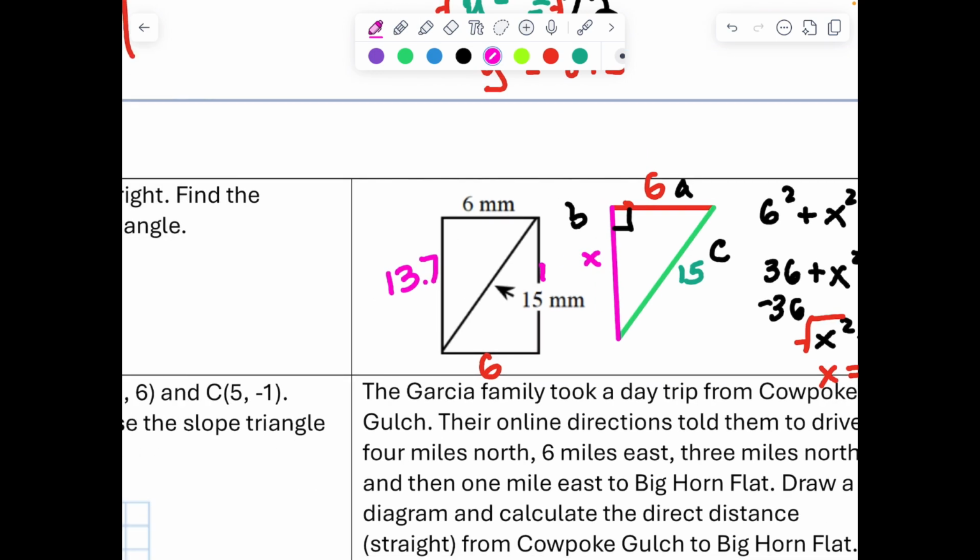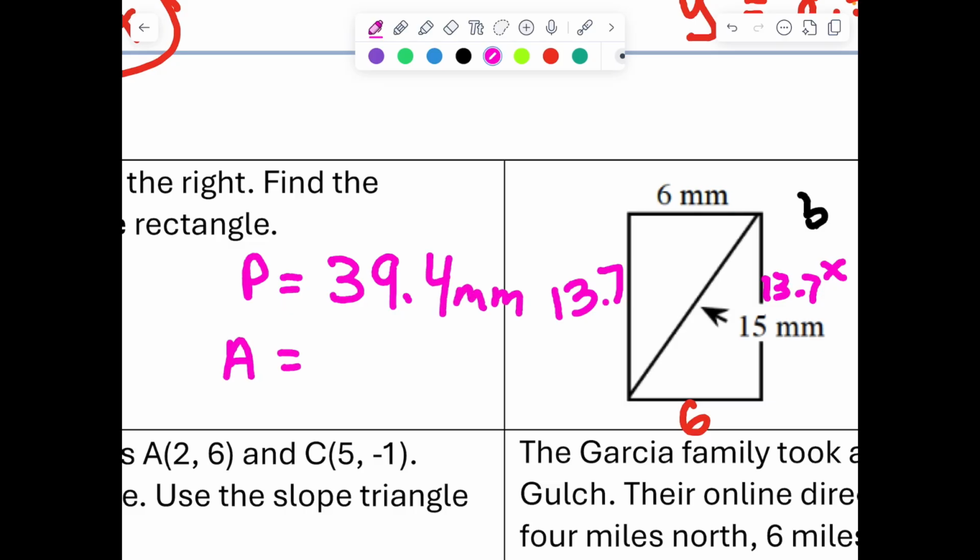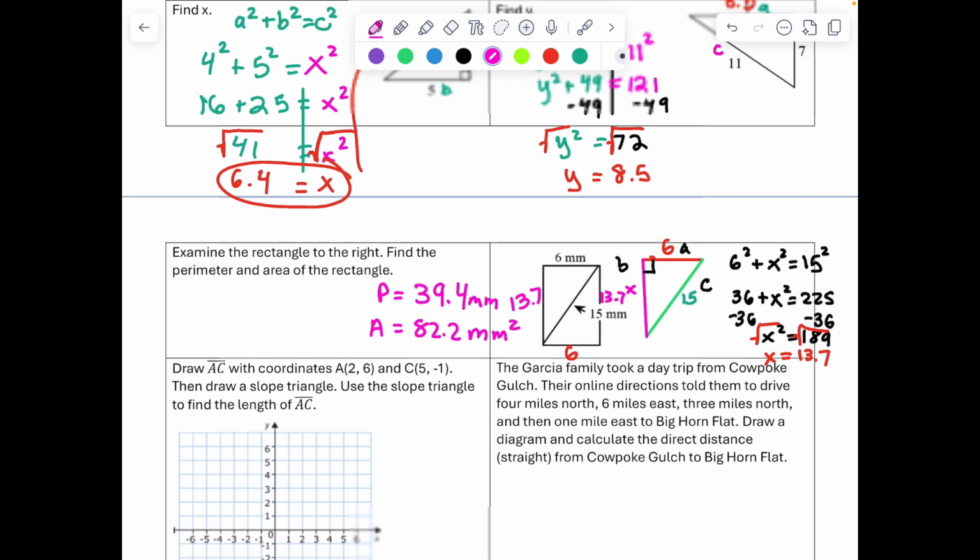Now that I have all my sides, I can find the perimeter and area. So again, perimeter is adding up all the sides. So 6 plus 13.7 plus another 13.7 is going to get me 39.4. This is millimeters. And then my area is the base times the height, or the side times the side. So this is 6 times 13.7, which is 82.2 millimeters squared.